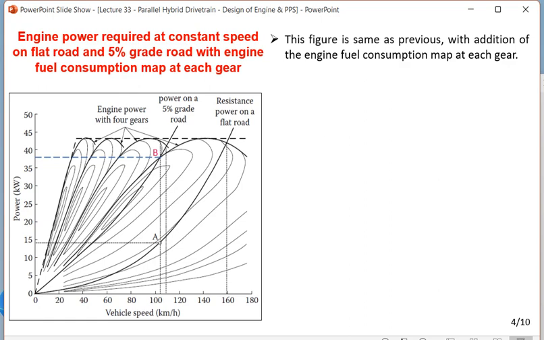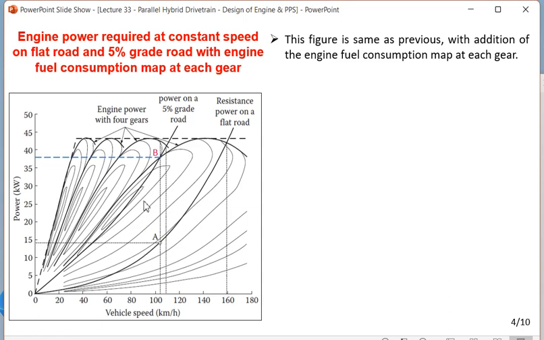The previous graph and this graph, slide number 3 and slide number 4, can be explained together. For every gear there is an efficiency region. That means if you are driving the vehicle within this speed range, in fourth gear you are driving in the speed range of around 55 up to around 85.